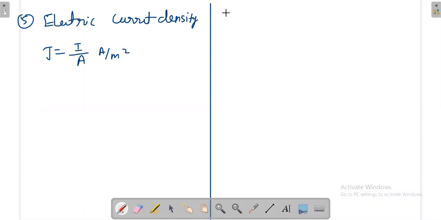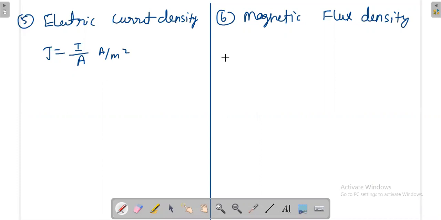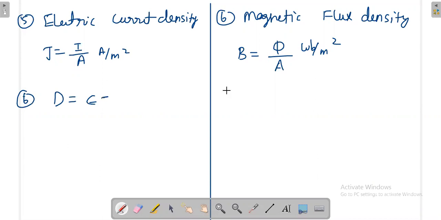Magnetic flux density, you know, B is equal to, again here I means effect. So what is the effect here? Here the effect is flux. Then again, area remains the same, flux per unit area, so that is Weber per meter square. Again there is another formula, D is equal to epsilon E. Here B is equal to mu into H.